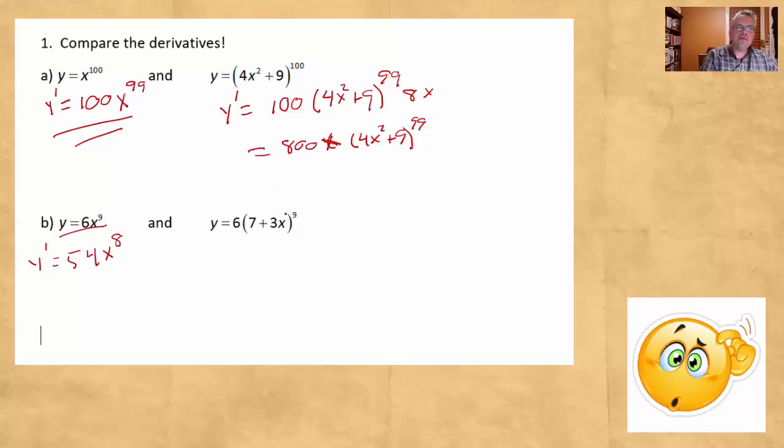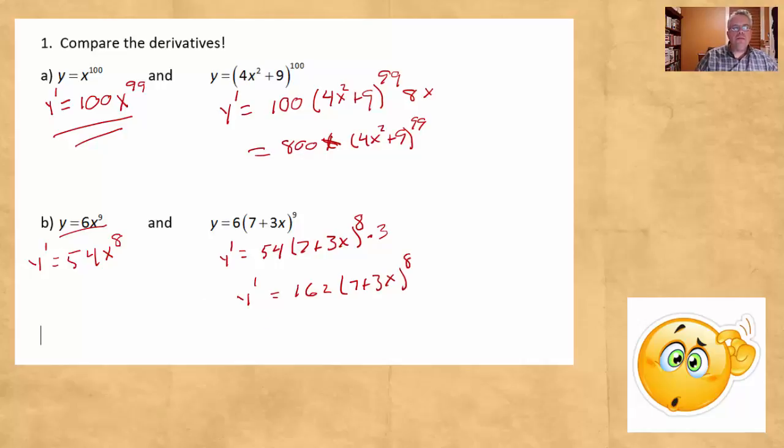Okay, it's the same thing when it's a function raised to a power. So in this case, we would multiply 9 times 6 and get 54 again. It's the same inside function raised to the 1 less power, so 8, times the derivative of the inside function, which is times 3. All right, then we simplify. 54 times 3 is 162. And it'd be 7 plus 3x raised to the 8th power.